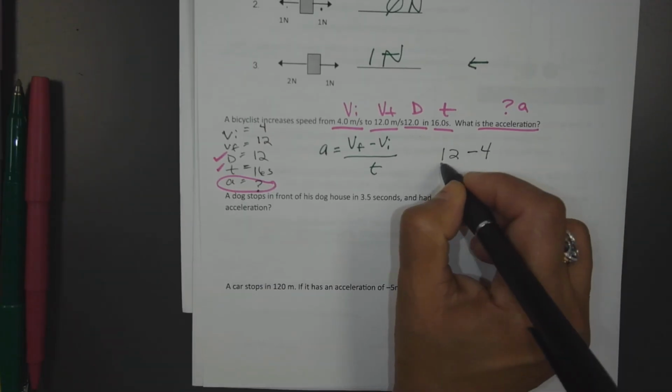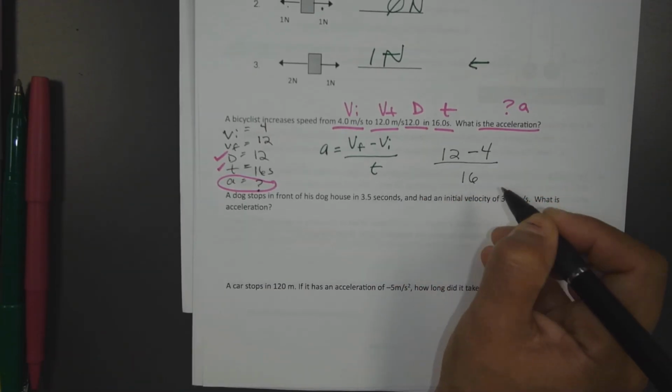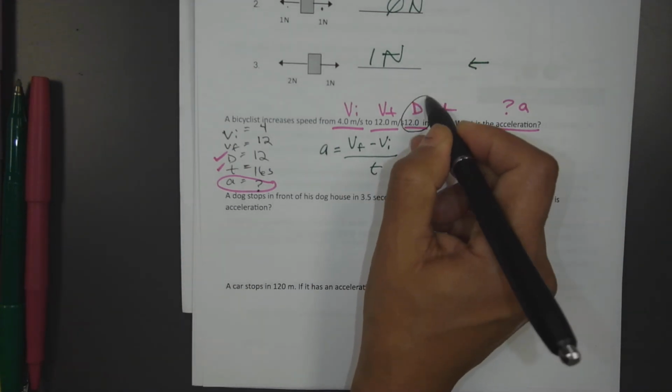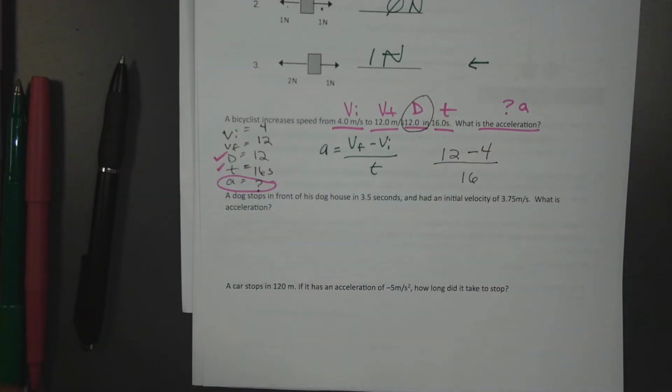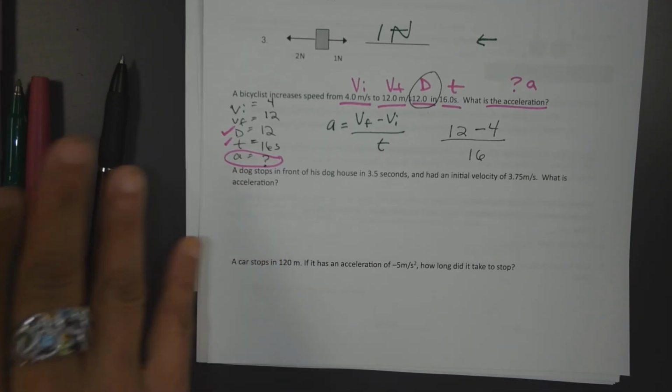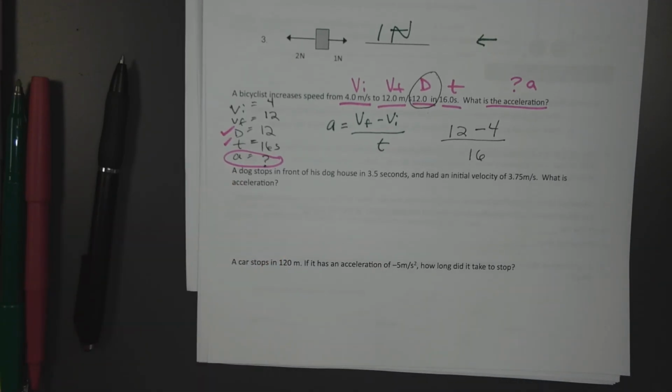So 12 take away 4 over 16 seconds. So that distance that was in inches was extra junk to throw you off. If we did need it, then in this situation, we would have to convert the inches into meters, kind of like you did in chemistry class for dimensional analysis, but that's truly something I would never ask you to do. I would give you that information here in physics. I would never ask you on a quiz to figure that out. That was just extra numbers to throw you off.